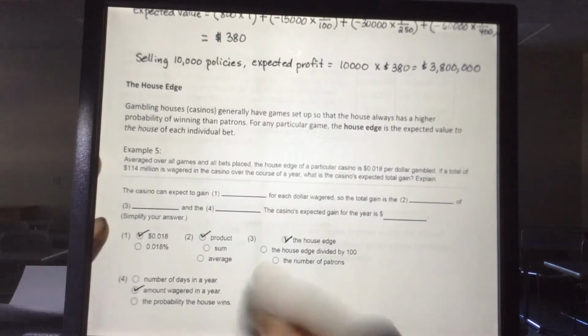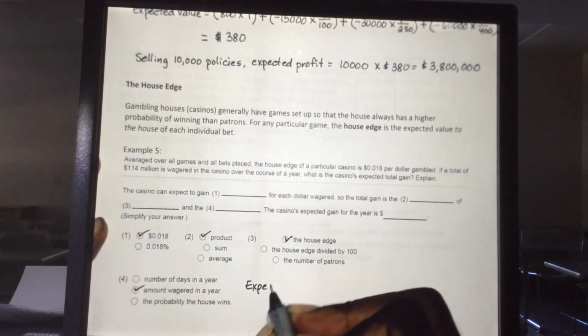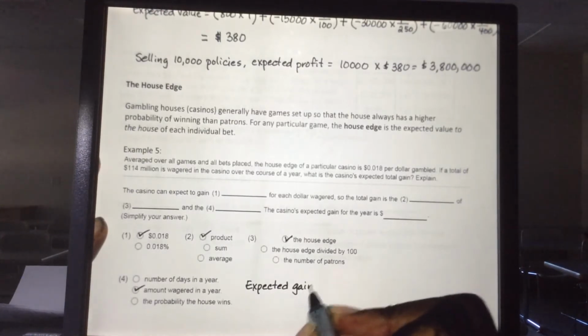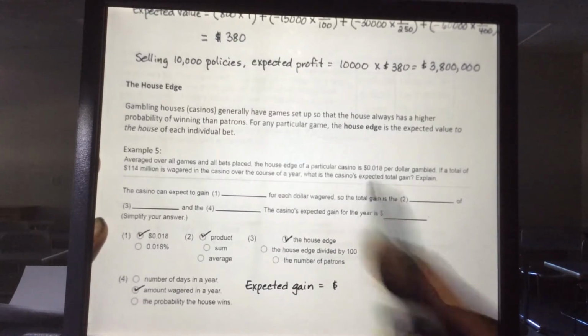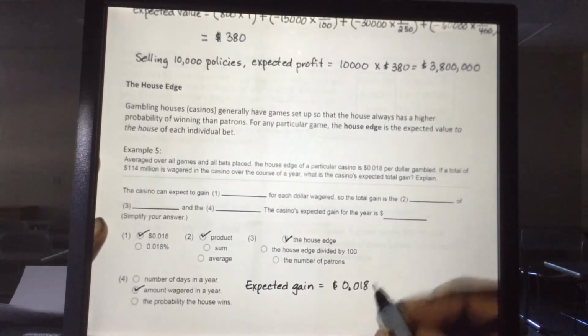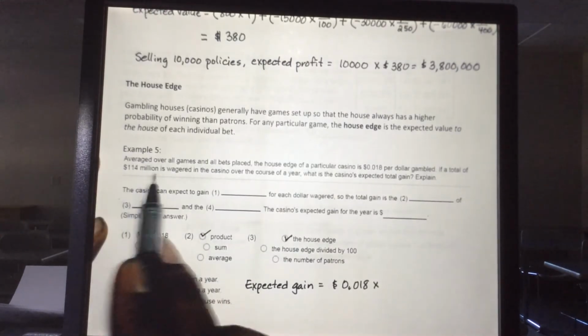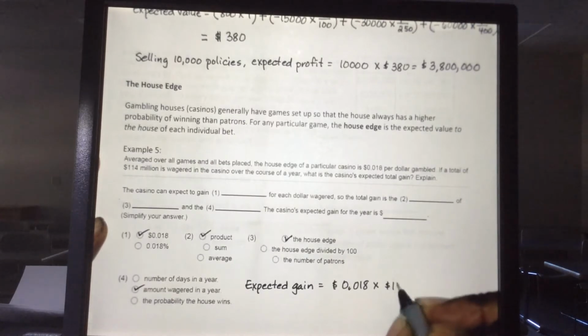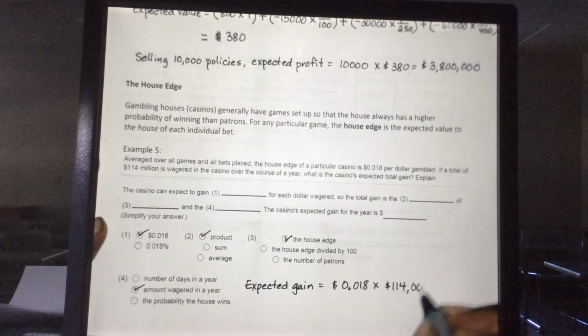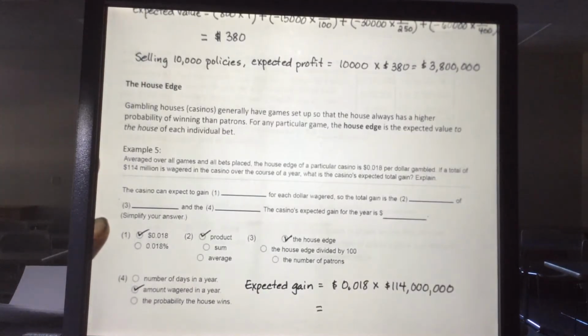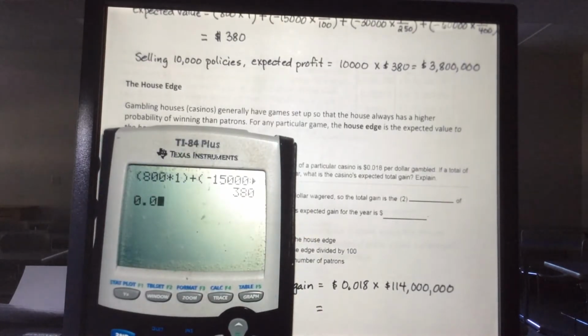Well, if we look at the expected gain, then we're going to take this amount of 0.018 in dollars. Multiply that by, they say $114 million. That's actually going to be 114. And I know 1 million has 6 zeros behind it. So it's going to be 114 with 6 zeros behind it. Okay. And now we're going to find 0.018. Multiply that by 114 with 6 zeros. It will give you this amount.